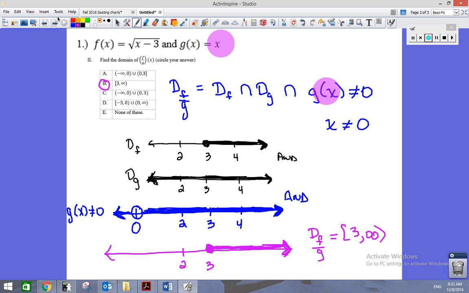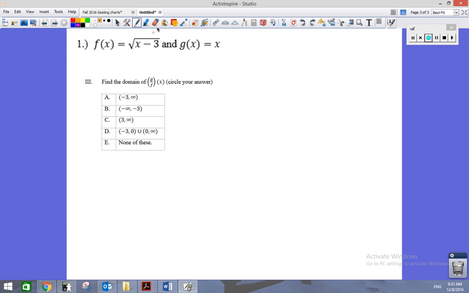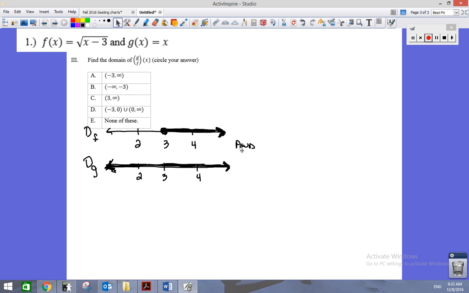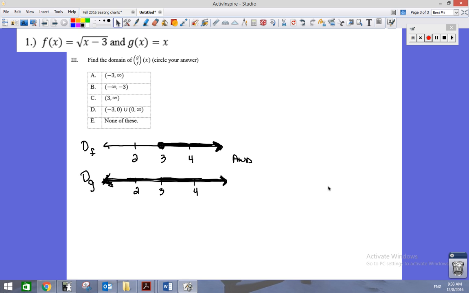Now, in Roman numeral 3, we're still going to use our work that we did in part 1 in finding the intersection, or finding the domain of the intersection. Let me restate that. We're going to use the domain of f and the domain of g to intersect these two sets. That's going to help us to determine what the domain is. This time the f is in the bottom, the domain of g divided by f.